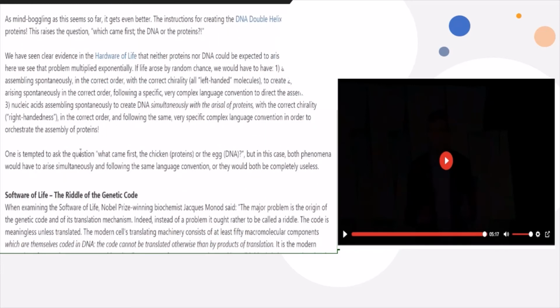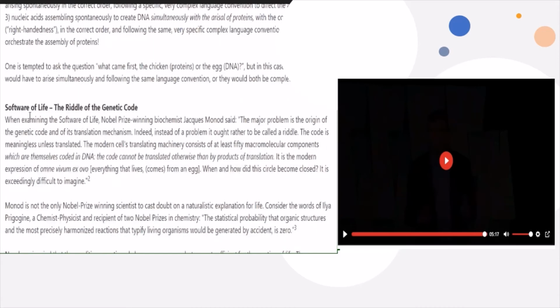One is tempted to ask the question: what came first, the chicken, proteins, or the egg, DNA? But in this case, both phenomena would have to arise simultaneously and following the same language convention, or they will both be completely useless. Man, peep the slang. Software of life, the riddle of the genetic code.